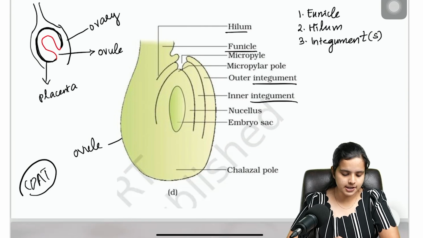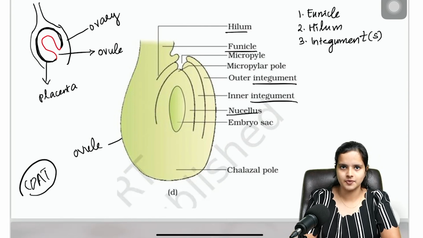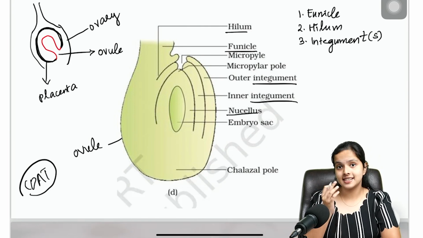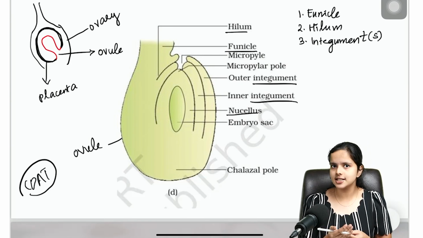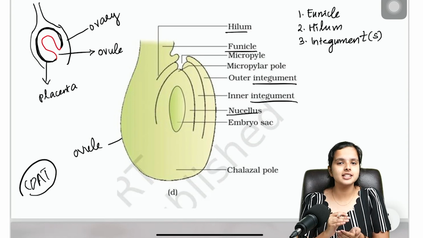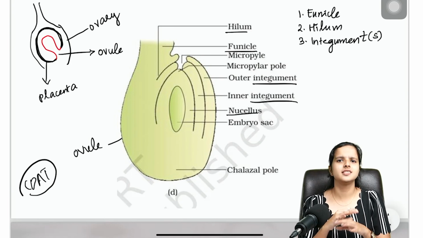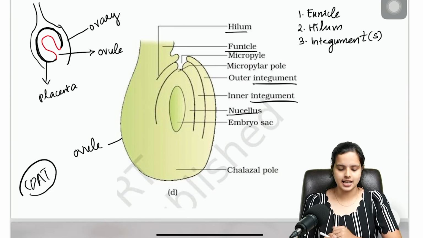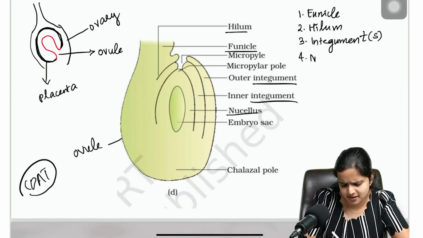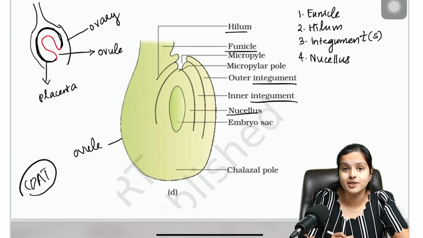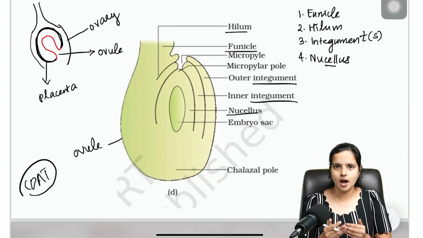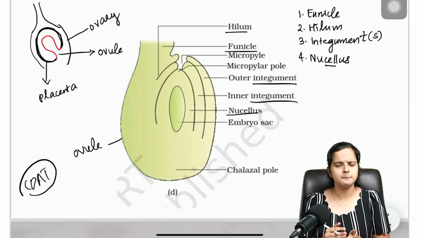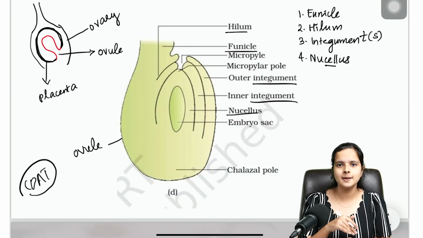The other term that you can see over here is the nucellus. Typically, an ovule has two coverings, the outer integument and the inner integument. And inside these integuments is a group of cells, a mass of cells, which is known as nucellus. So what is nucellus? Simply a mass of cells. When you spell the word nucellus, you have the word cell inside. So it's easy to remember that way. Basically a mass of cells inside the ovule.